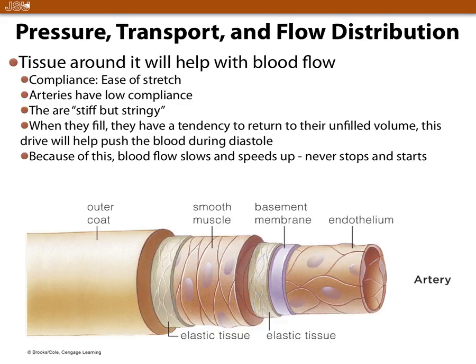Okay? But the key point here is what? Blood flow is fast, slow, fast, slow. It is not stop, go, stop, go. The fast part of the blood flow is from the action of the heart. The slow part is from that elastic tissue around the arteries coming back from that stretched position and giving a small propulsive force to the blood.